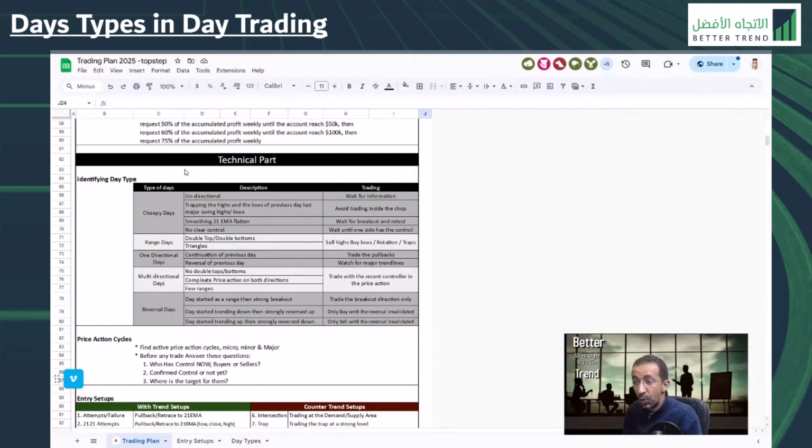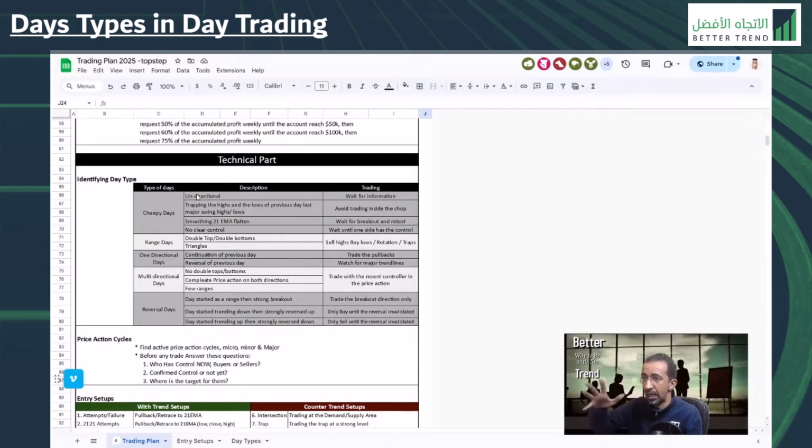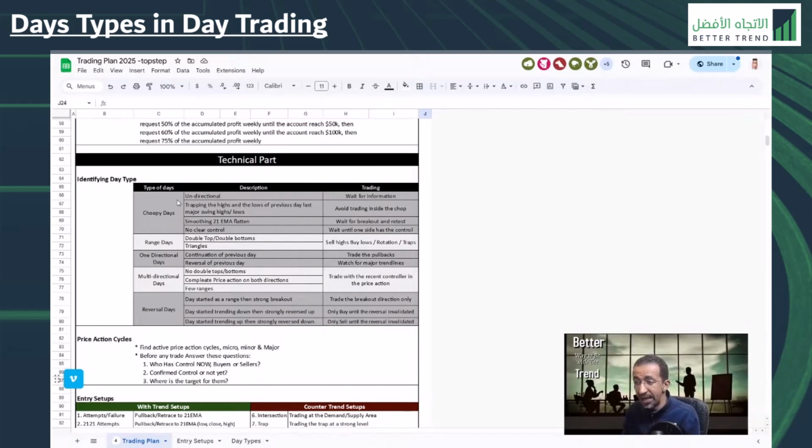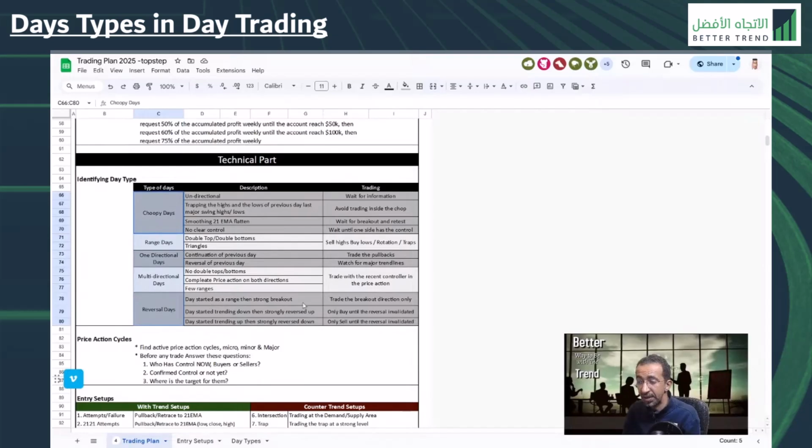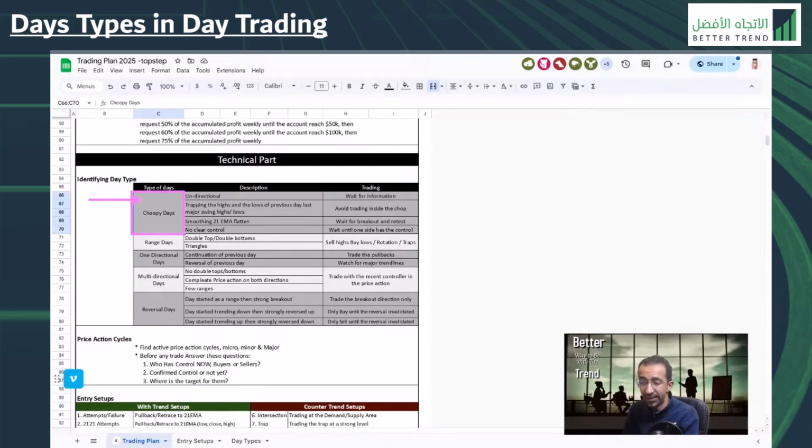So now we need to read the market first. Before you go to a trade, before you buy or sell, you have to give a visual reading about the market. I define the market in 5 different types. Number 1, choppy days. Choppy days, one of the most difficult days to trade.